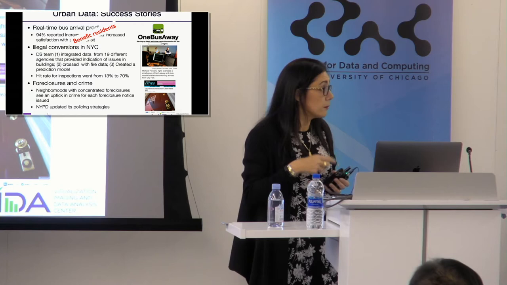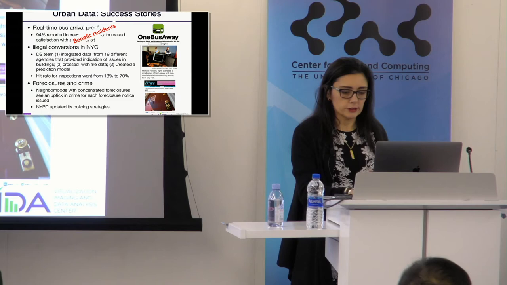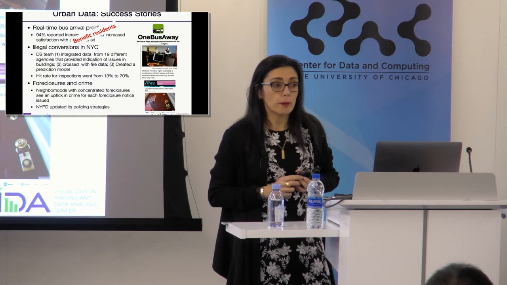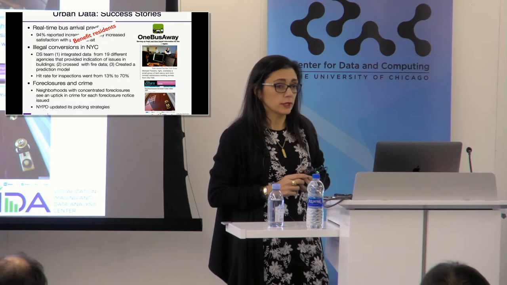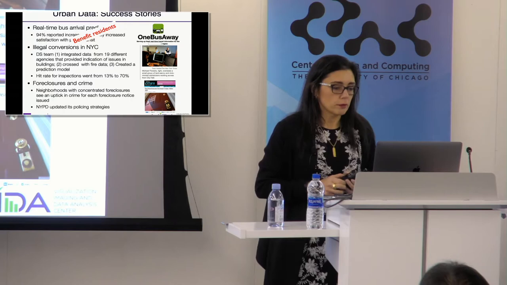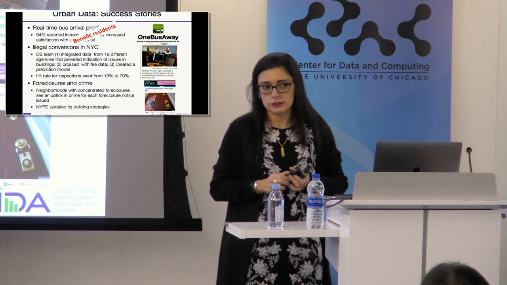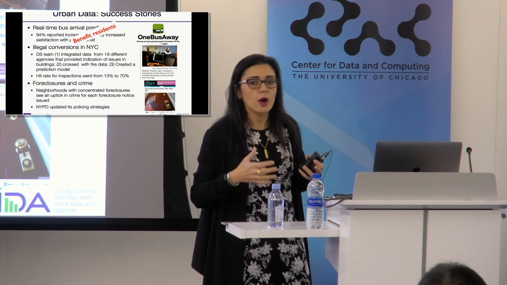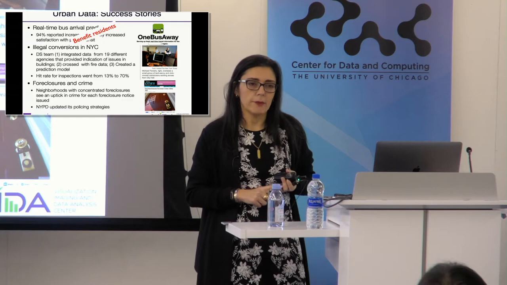And one problem that the city faced is that there are about 25,000 illegal conversion complaints in New York City, but they only have 200 inspectors. So that's a big problem. They cannot investigate all the different complaints. So what Mike Flowers and his team did is that they obtained data from 19 different agencies in New York City. And they looked for data that provided indications about the health of the buildings, like insect infestation or number of ambulance visits or late mortgage and so on and so forth.